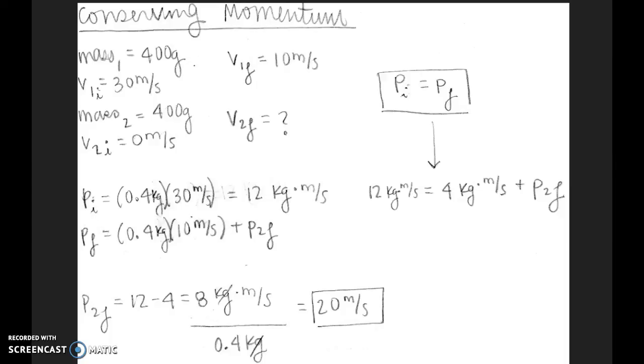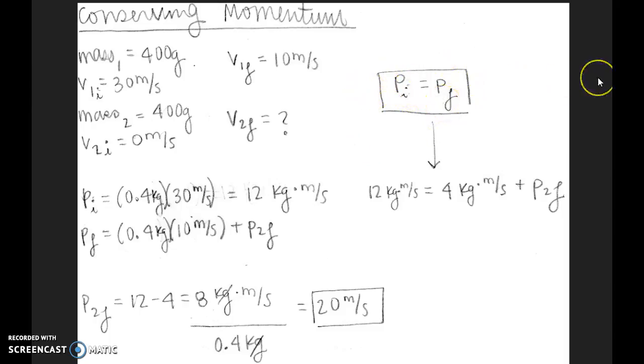This physics question is about momentum, specifically when it's conserved, which means when you have two objects that collide and you know the final velocity and the mass of one object after the collision, you can calculate the final velocity of the other object. And you can do this because the total momentum is conserved. In other words, it's the same before and after the collision. In other words, the initial momentum is equal to the final momentum.